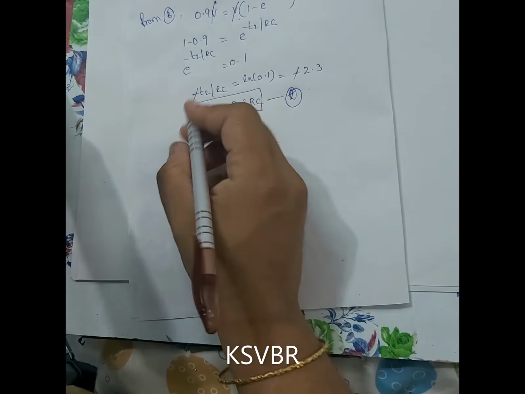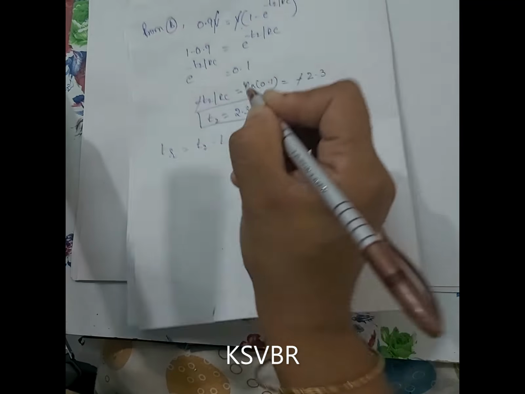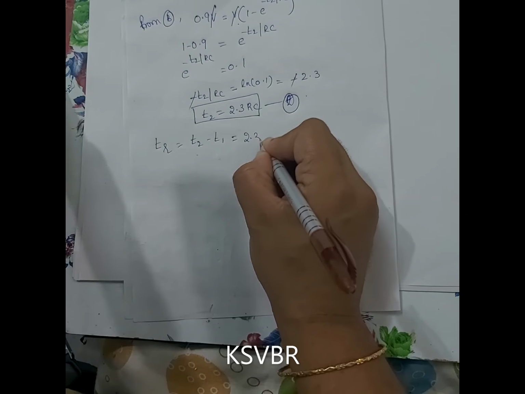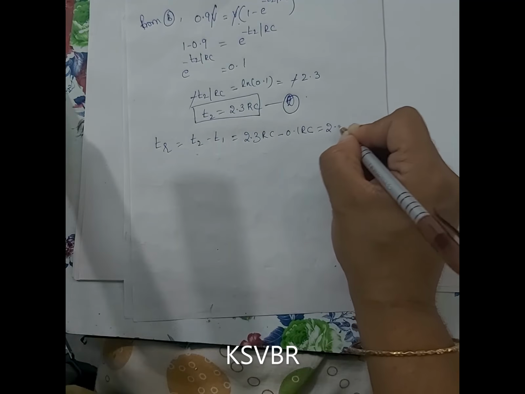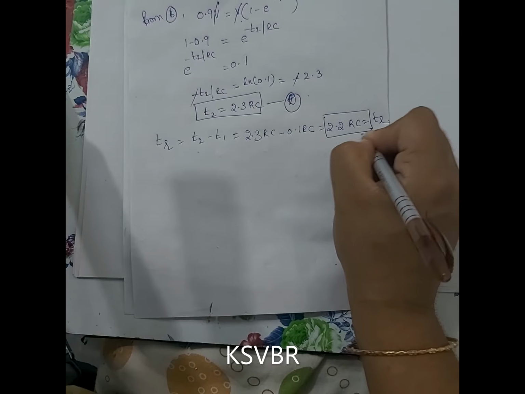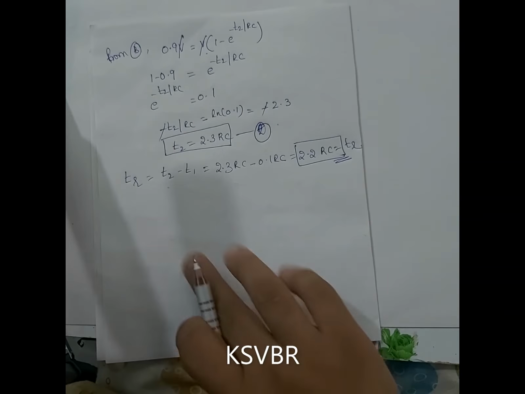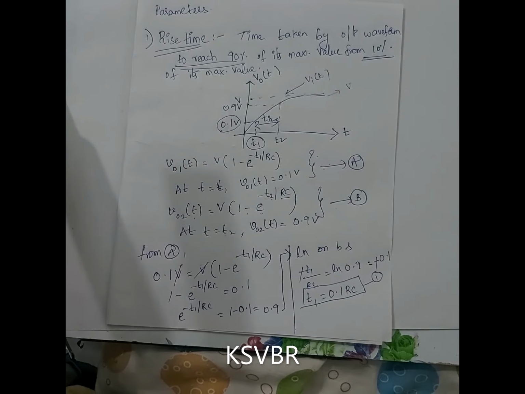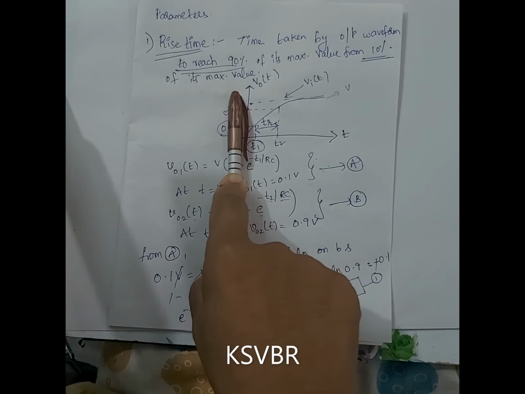Okay, so rise time TR is simply T2 minus T1 from the graph, that is 2.3 RC minus 0.1 RC, that is 2.2 RC, which is equal to the rise time. This is the rise time derivation. So first of all, what is rise time? Rise time means the time taken by the output waveform to reach 90% of its maximum value from 10% of its maximum value.